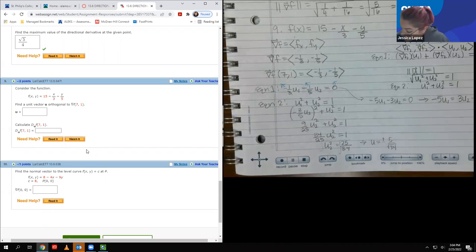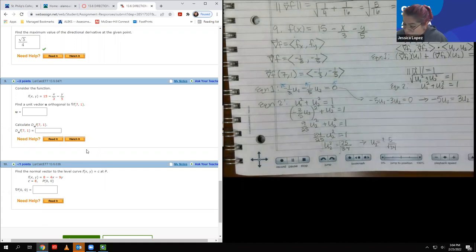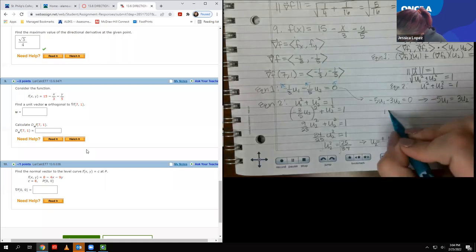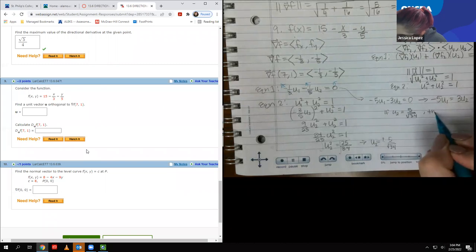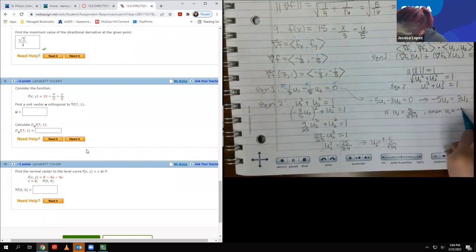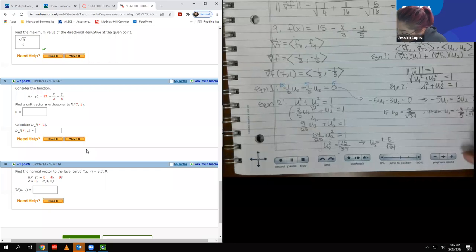Okay, so then what does that mean? Oh, that's U2. We still need to calculate what U1 is. So if U2 is positive 5 over square root of 34, then U1 would be negative 3 over 5 times that, which would equal negative 3 over just the square root of 34, because the 5s would cancel.